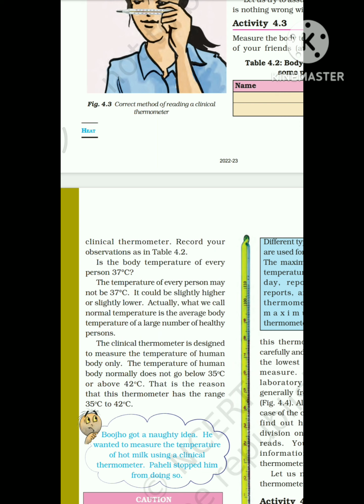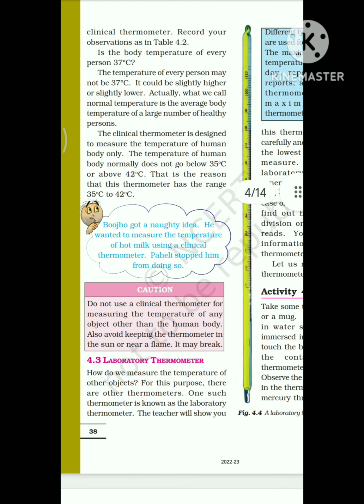The clinical thermometer is designed to measure the temperature of the human body only. The temperature of the human body does not go below 35 degrees Celsius or above 42 degrees Celsius, as I told you earlier. That is the reason that the clinical thermometer ranges from 35 degrees Celsius to 42 degrees Celsius. And the second type of thermometer is the laboratory thermometer.